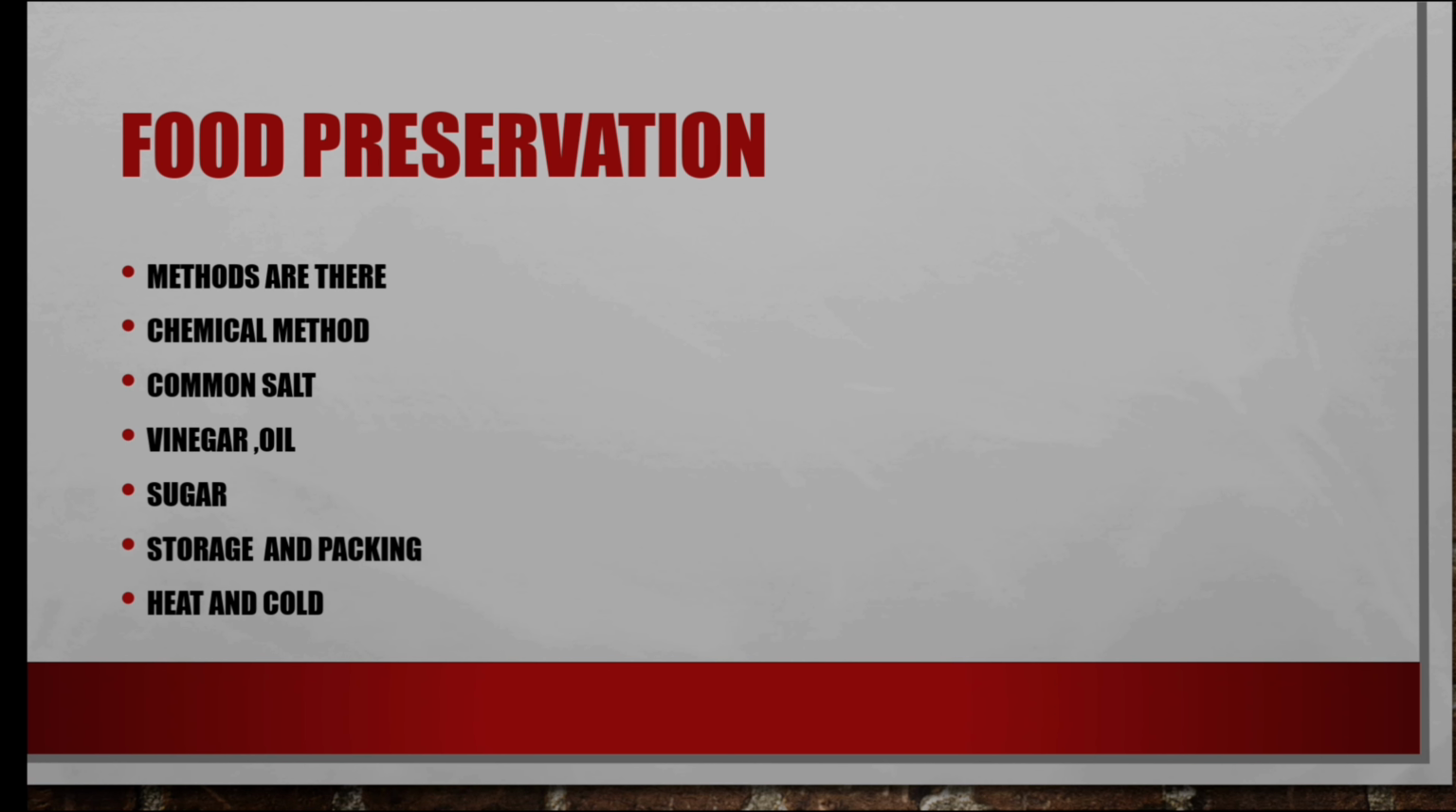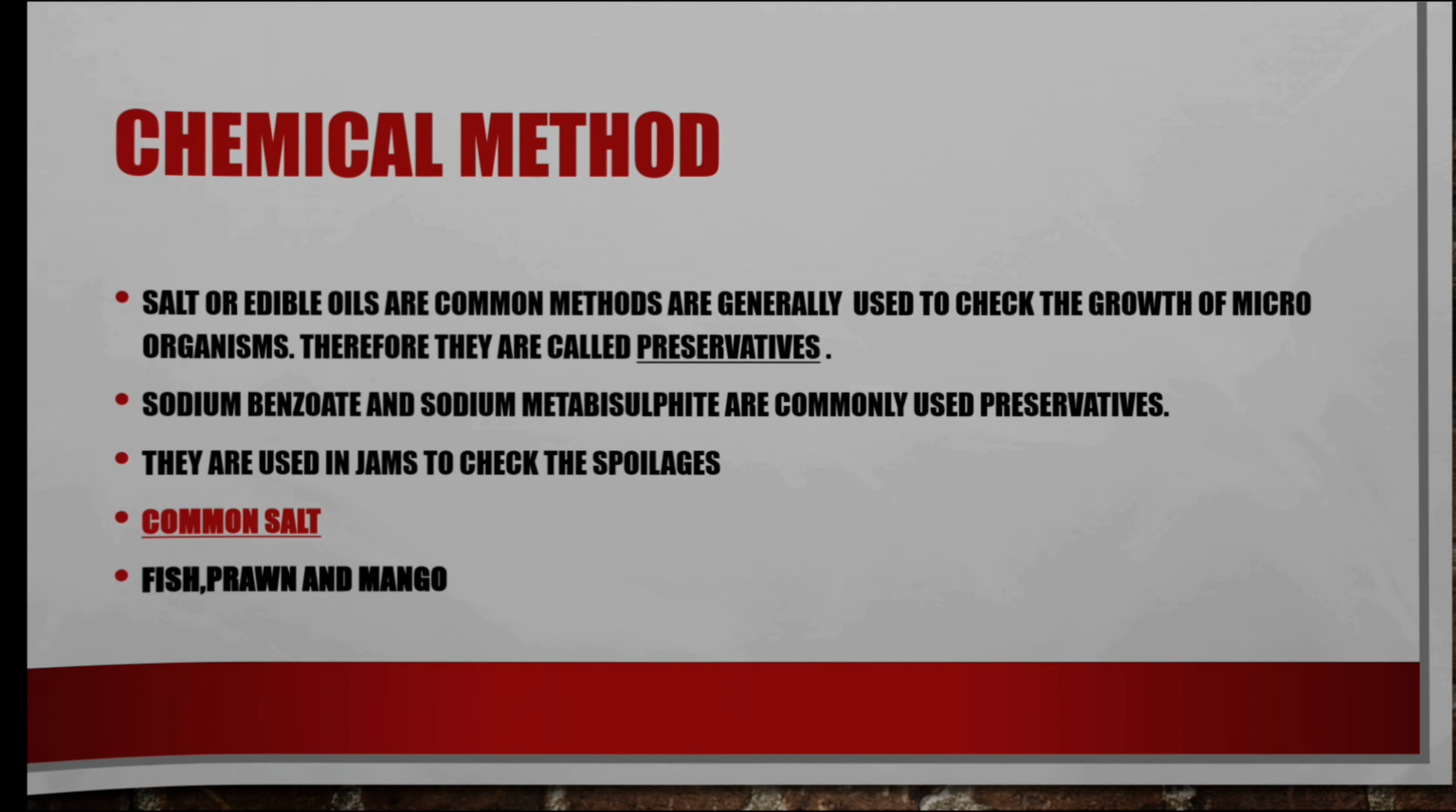Next, food preservation. The methods are the chemical method (common salt, vinegar, oil, sugar), storage and packing, and heat and cold. Let us discuss the chemical method. Salt or edible oils are commonly used to check the growth of microorganisms. Therefore, they are called preservatives. Salt is used to preserve different items. Sodium benzoate and sodium metabisulfite are commonly used preservatives. They are used in jams to check spoilage. Whether the jam is ready to eat or not is checked by these chemical methods.